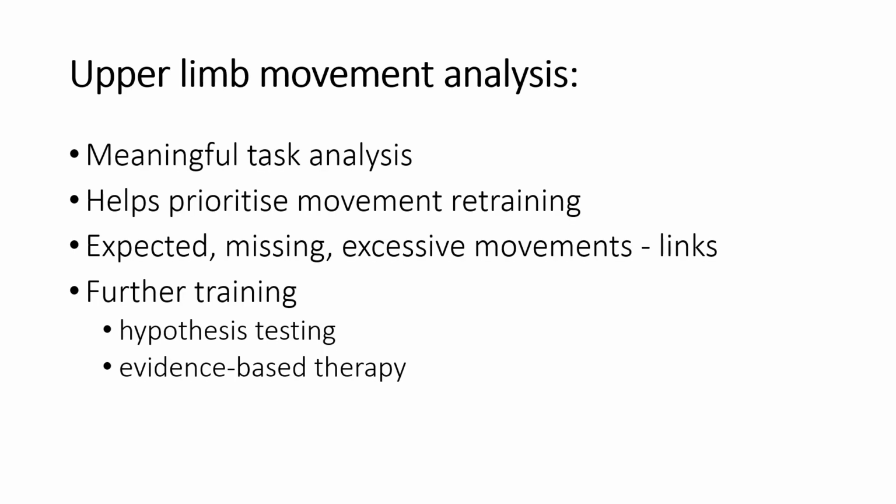So let's review what we've covered today about upper limb movement analysis. We've learnt that it is a task analysis that uses a meaningful object and activity that the person can almost do. We've discussed that its value is in helping to prioritise movement retraining. This is done by identifying the expected, missing and excessive movements and hypothesising the links between these. And you've seen where to go next for further training, particularly for hypothesis testing and evidence-based therapy.